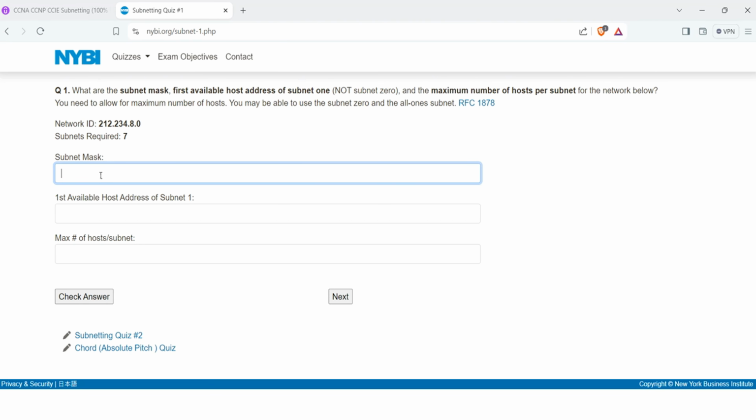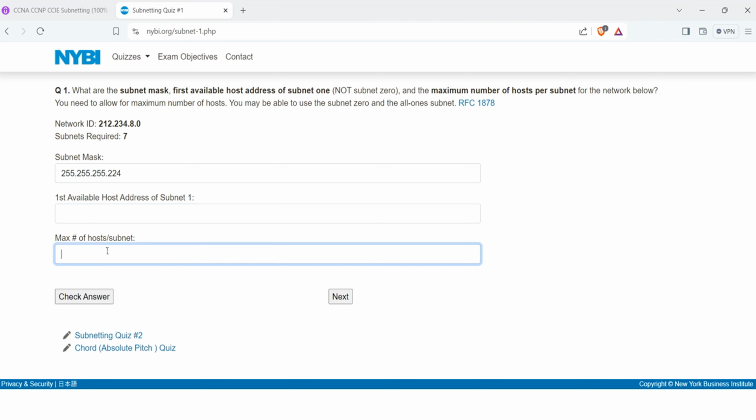So I had to borrow what? 3 bits. If I borrow 3 bits, what is the default mask for a class C? 255.255.255 dot what? Now, if I borrow 3 bits, 2 to the 3 is 8, but what are those bits? 128, 64, and 32. I add them up together, I get 224. You see this? Okay, now what is my maximum number of hosts per network? I borrowed 3 bits from the last octet, so I have 5 bits left. 2 to the 5 is 32, minus 2 is 30 hosts.